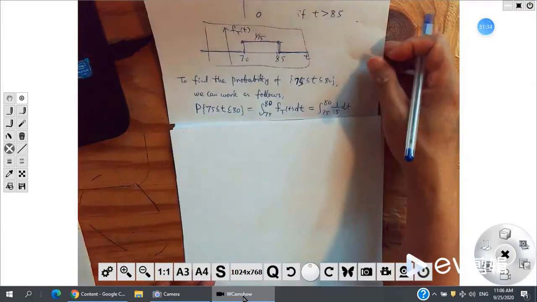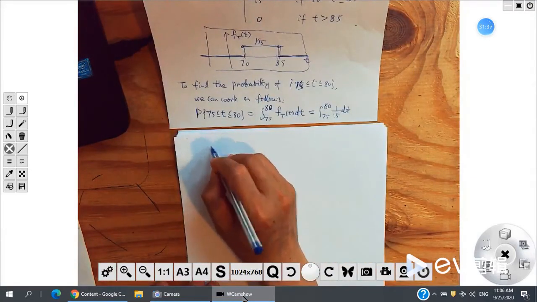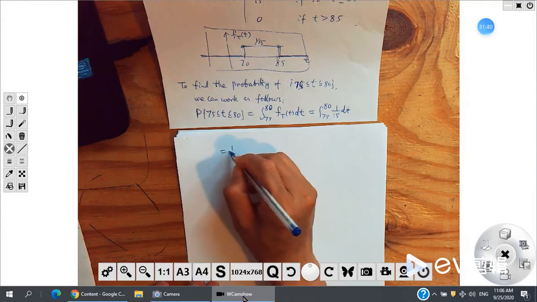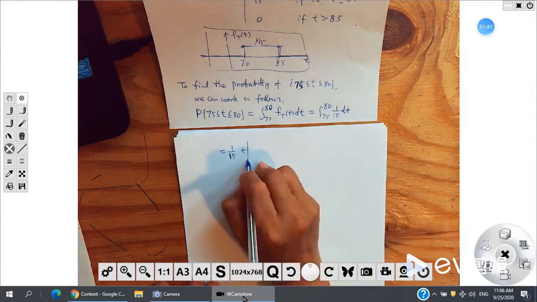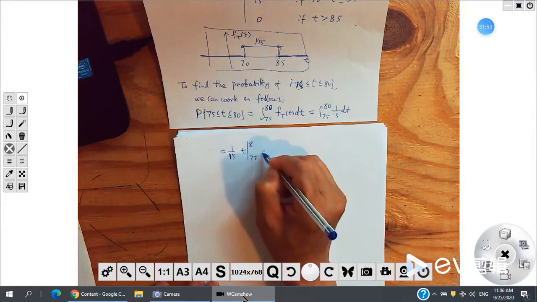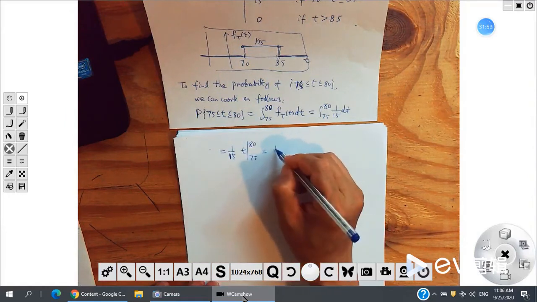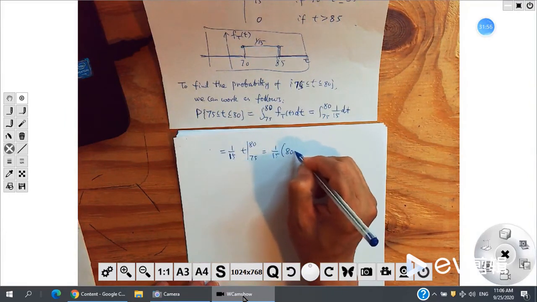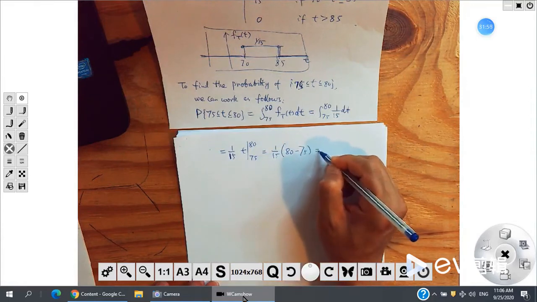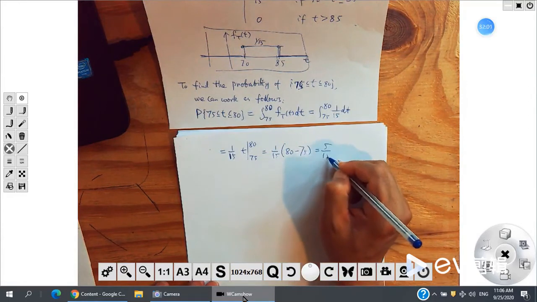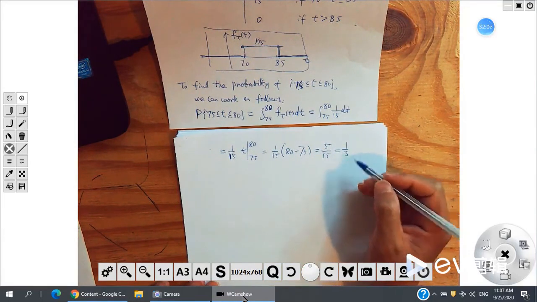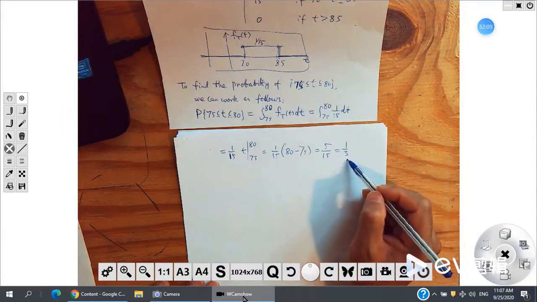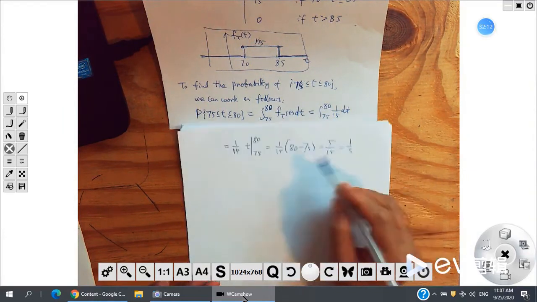Then we have 1 over 15. I move it out. So this is 1, take the integral. That is just t, right? It is t, and t runs from 75 to 80. So this is 1 over 15 times 80 minus 75, which is 5 over 15. I get 1/3. We have the same result. But now we use the integral to calculate. All right.